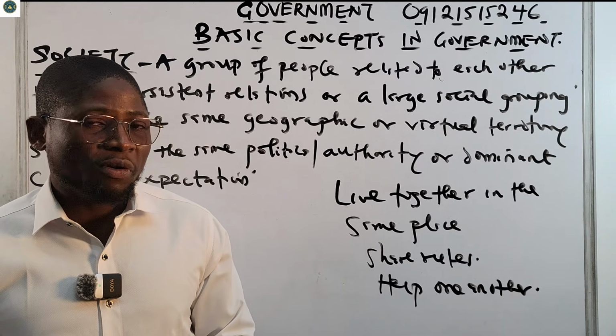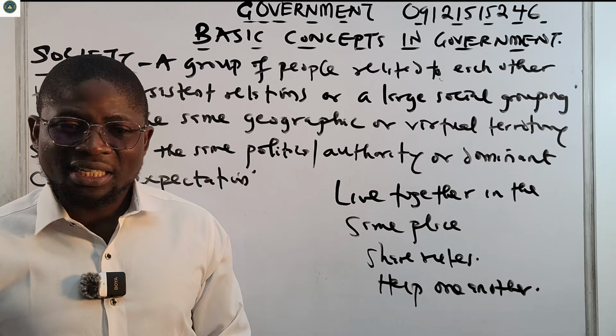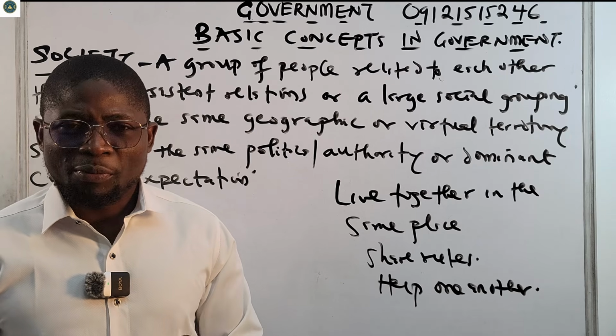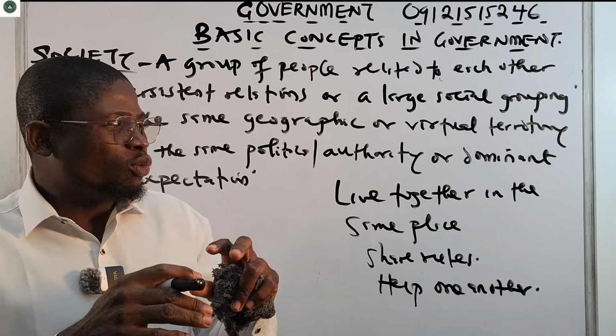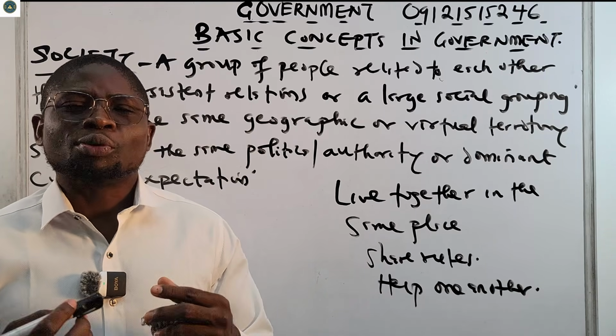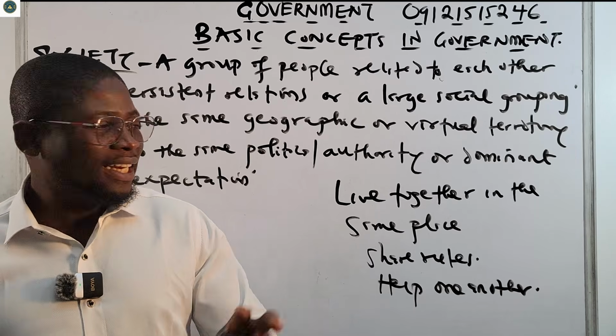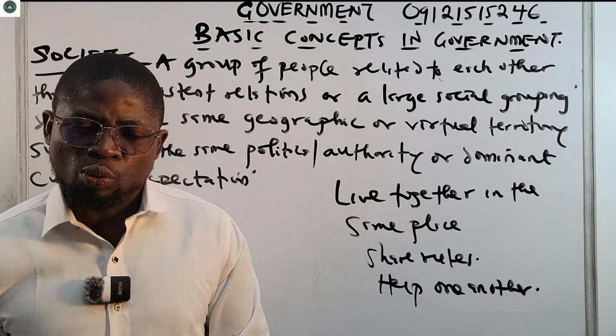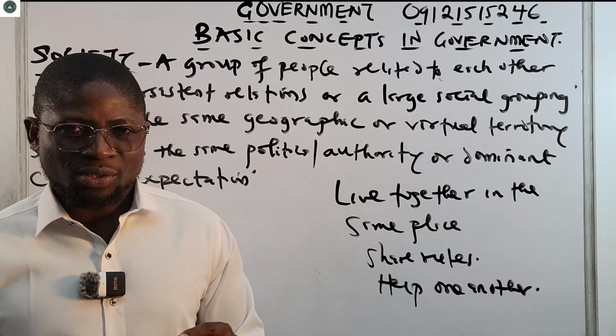A society is made up of people, communities, and leaders. It's made up of different types of people who come together to make the place they are living peaceful, so that there will be progress. That is a community. They live together in the same place, they share rules, and they assist one another to grow. That is what we call a society.